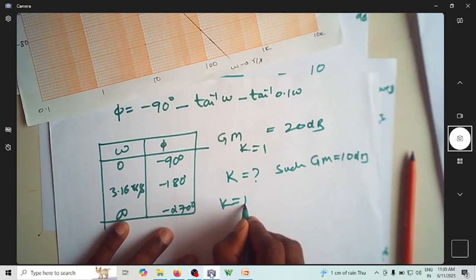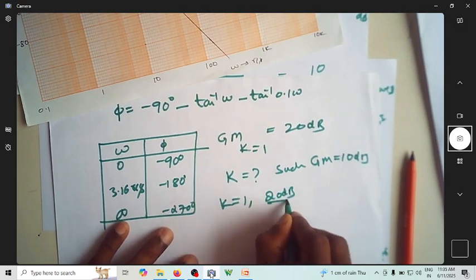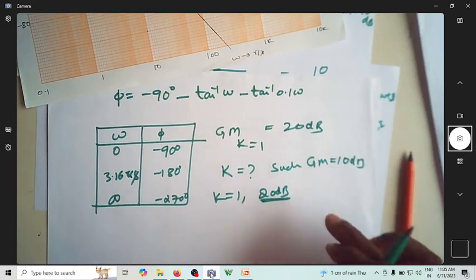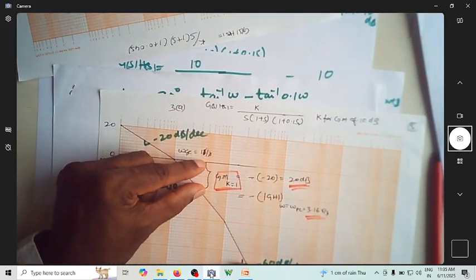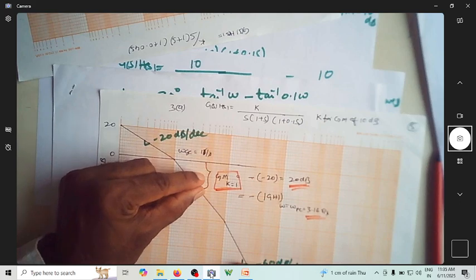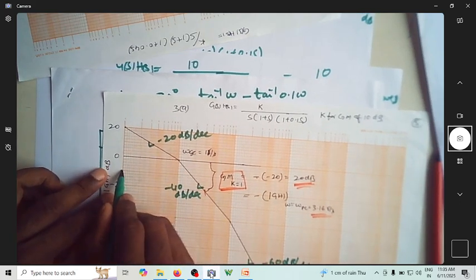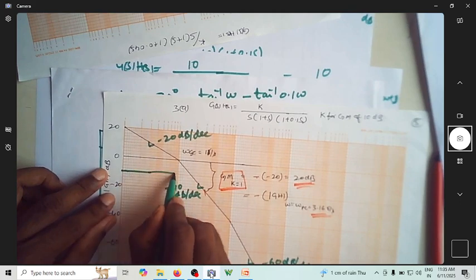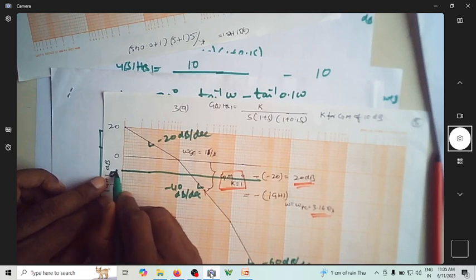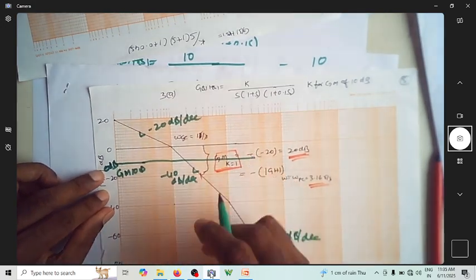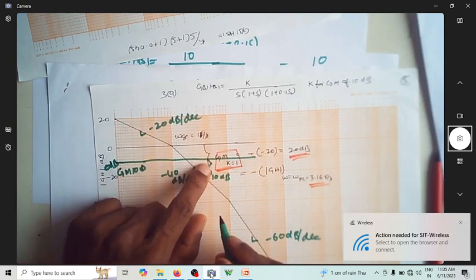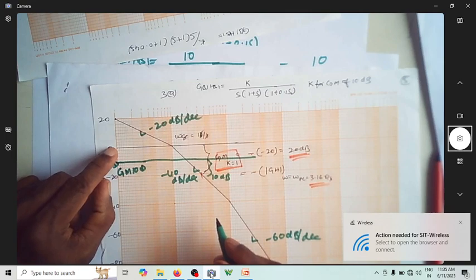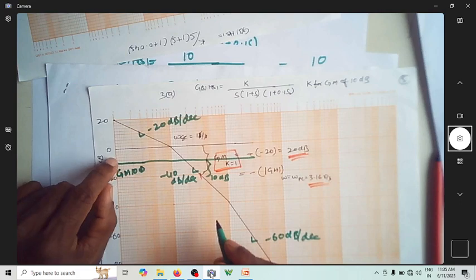So with K equal to 1, you have 20 dB as a gain margin. The gain margin required is actually 10. So I can see this is my gain margin, and it has to reduce to 10. Meaning I have to have my new 0 dB line here. This is the 0 dB line for a gain margin of 10 dB. You see now this is 10 dB. So this new 0 dB line has moved from here to here by 10 dB.